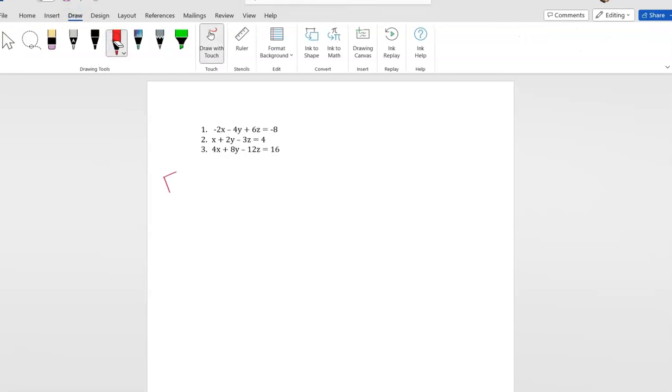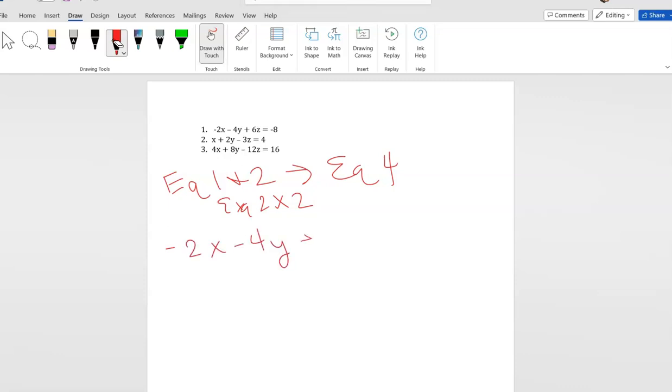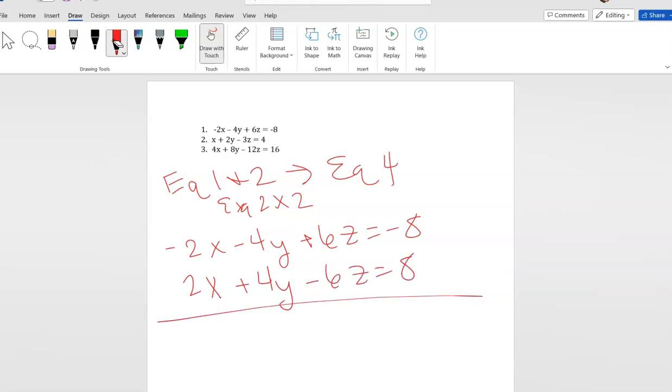So I'm going to start with equations 1 and 2 to create my equation 4, okay? When I look at 1 and 2, and I've decided I'm eliminating x, and there's no right or wrong answer here, I need to times equation 2 by 2. So I get 2x, I'm leaving this one as is, and then the second one I'm going to times by 2, so 2x plus 4y minus 6z equals 8. Okay, and those cancel out.